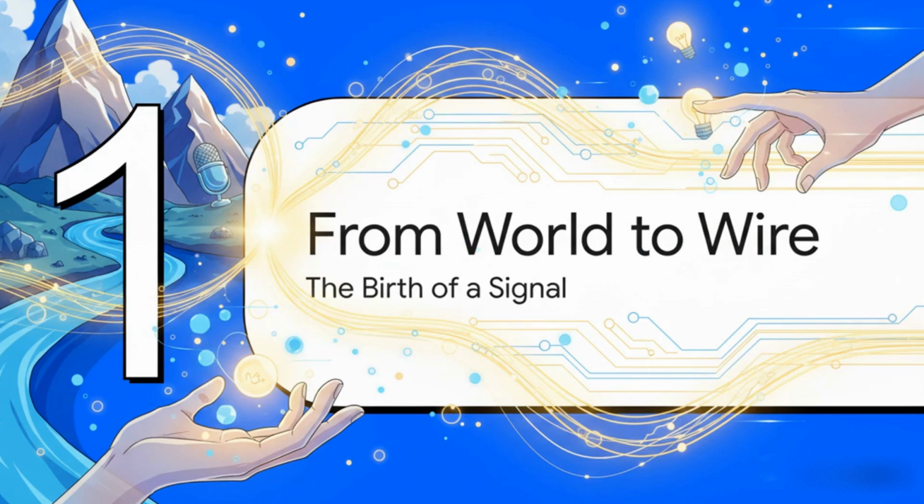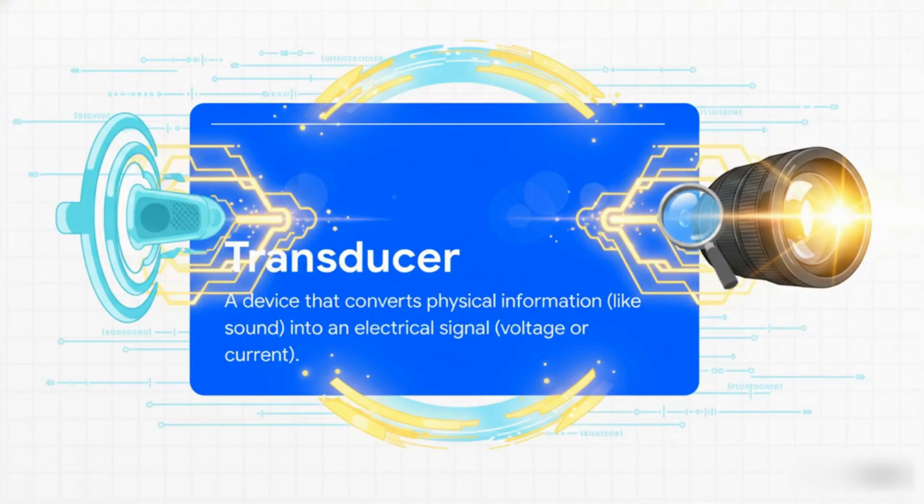First things first. Before we can do anything with information electronically, we've got to capture it. We need a way to grab it from the world around us and translate it into an electrical signal. That super critical first step is the job of something called a transducer. You can think of it like a translator, or a bridge, between our physical world and the world of electronics. A microphone turning your voice, those sound waves, into a voltage? That's a transducer. A camera sensor turning light into an electrical current? Yep, that's a transducer, too.